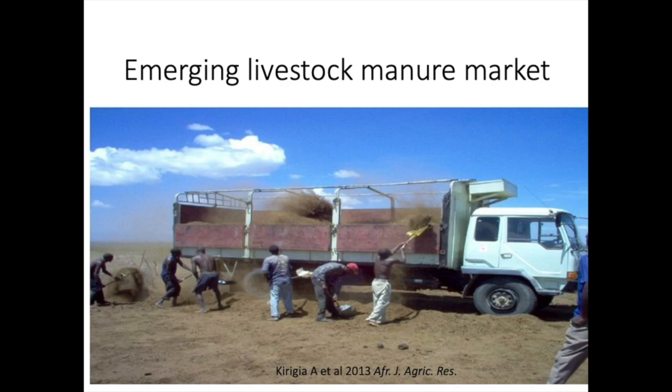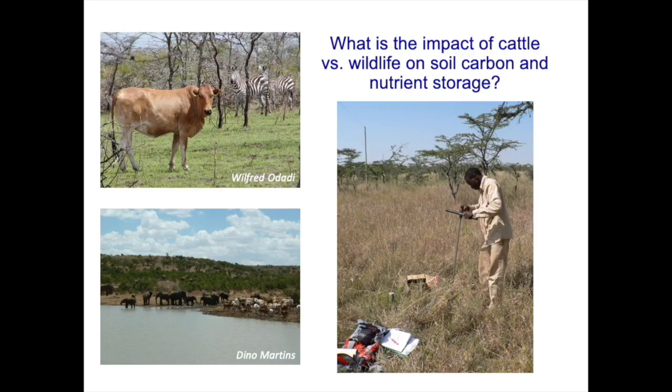However, there is an emerging trend where dung from these sites is now being harvested and sold as manure to farmers elsewhere. So, as I said earlier, our goal for this work was to test the extent to which cattle and other wildlife species could affect the level of soil carbon as well as other nutrients in the soil. We collected soil samples from each of the clay exclosure plots and analyzed them for nutrients.